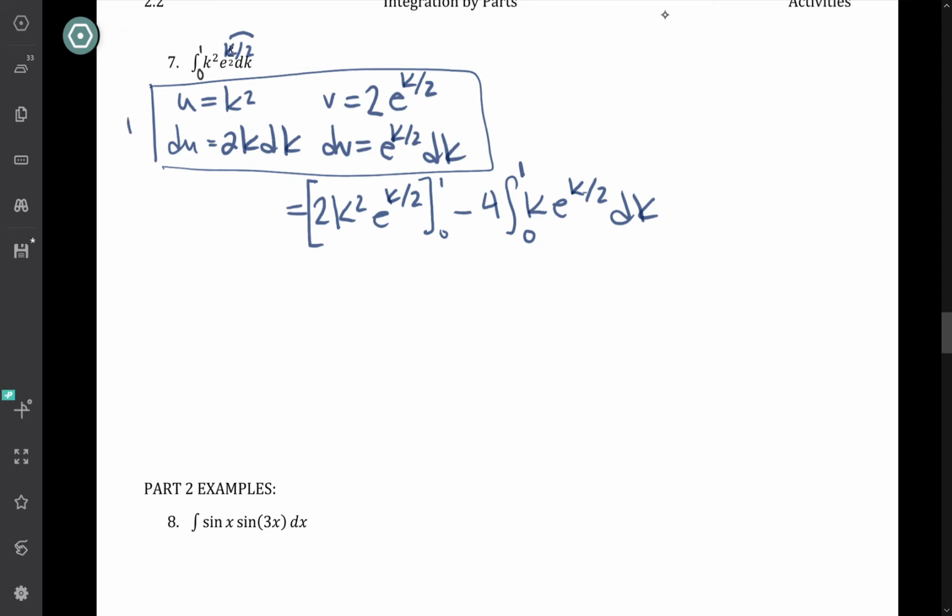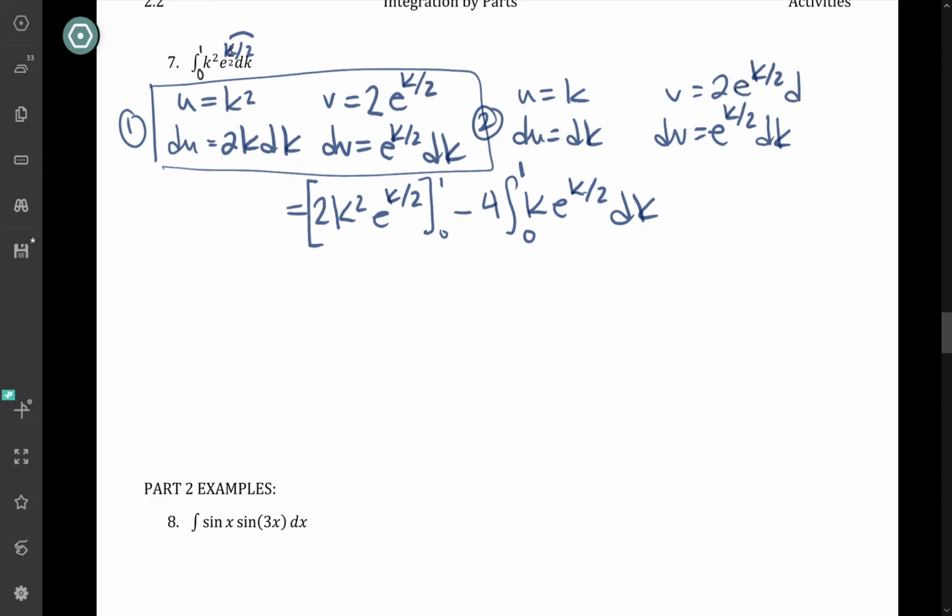The other thing I'm seeing here is that I think I've made an improvement. I've got a k instead of a k squared, but this is still a product. So I'm actually going to do a second by parts. Again, algebraic trumps exponential. So the k is going to be my u. And then the e to the k over 2 dk is going to be my dv, which is the same as last time, so we already know that there's a 2e to the k over 2, no more dk, for my v.